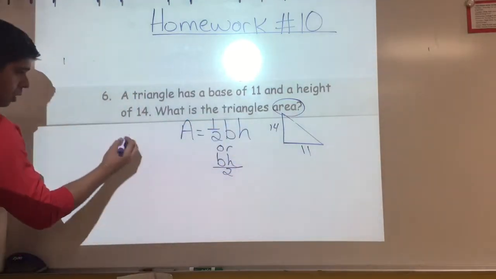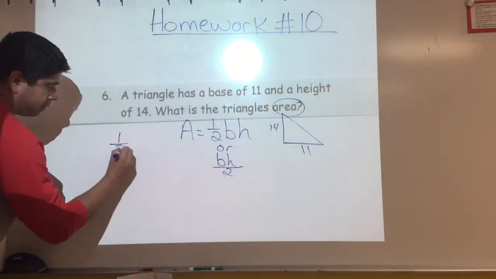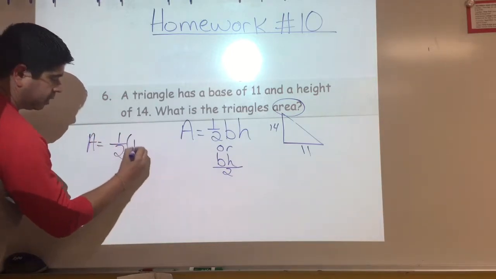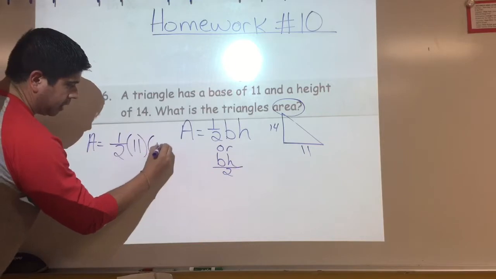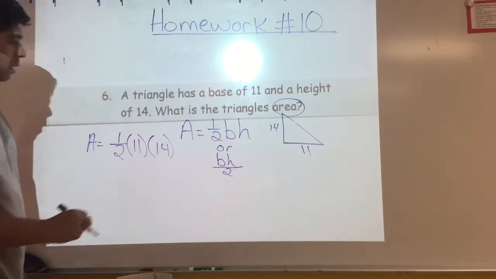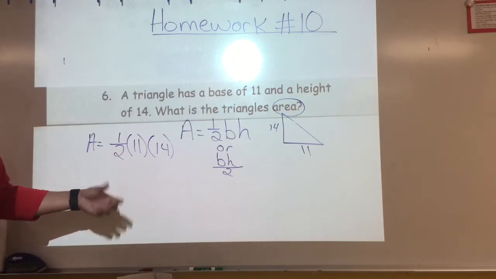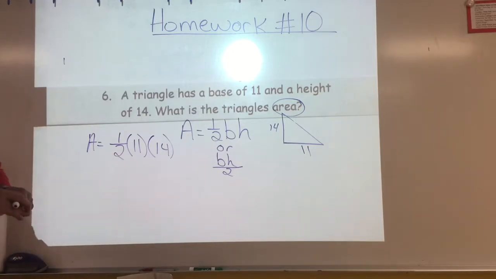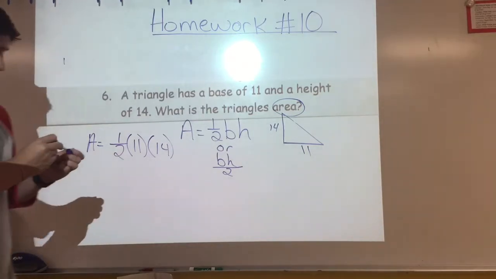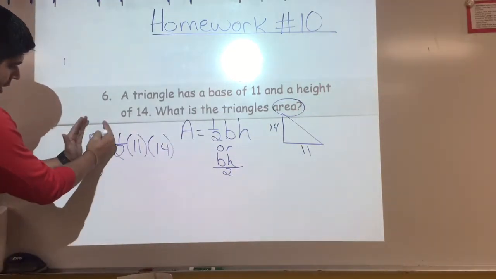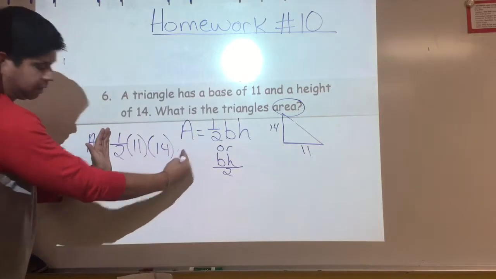So 1/2 times the base, which is 11, and then times the height, which is 14. So multiply these two and then divide what you get by 2, okay? Or you can just put this in your calculator, this part right here, exactly how it looks. You don't put this A equals in here. I would just put this in there.